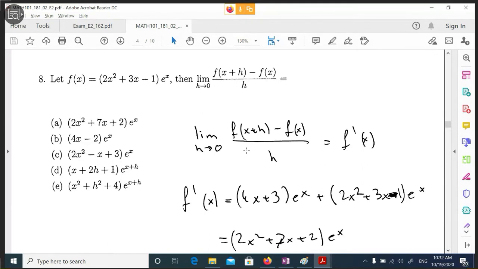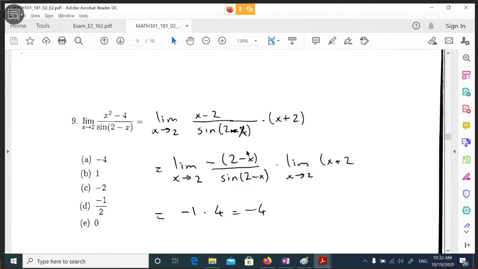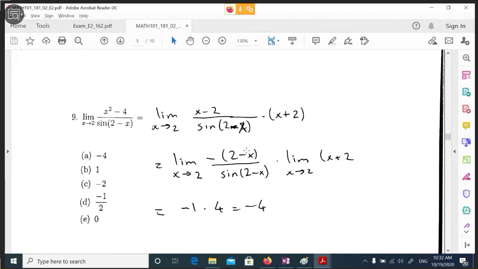Here, using the definition of derivative, let me finish. Let me skip this one here. Okay, this is good. Let's do this together.